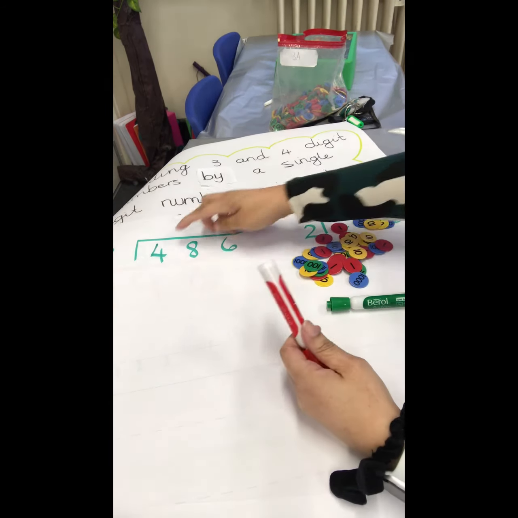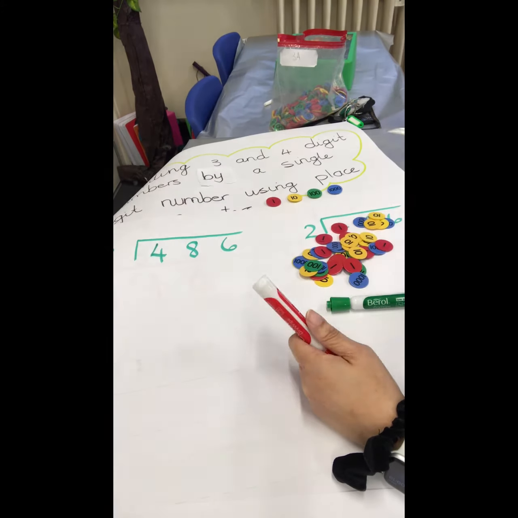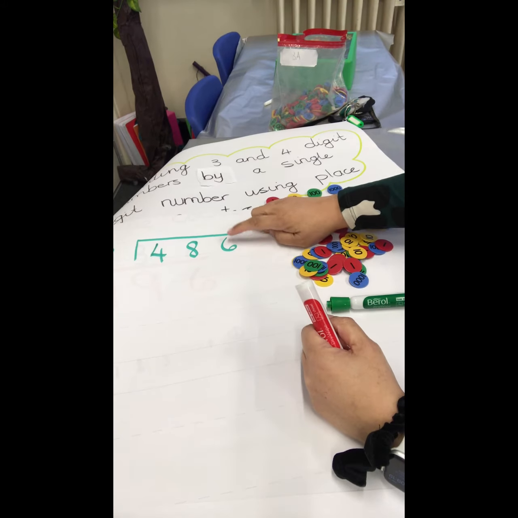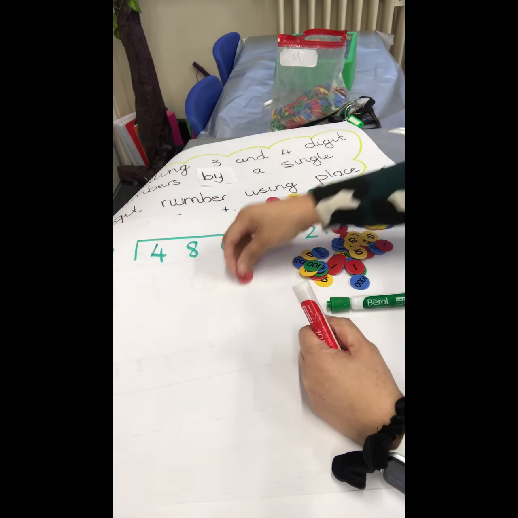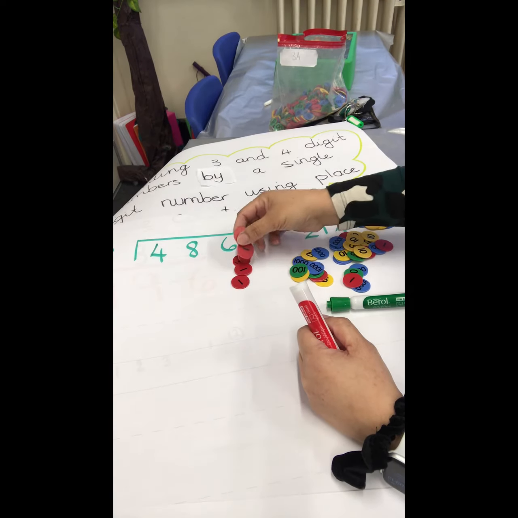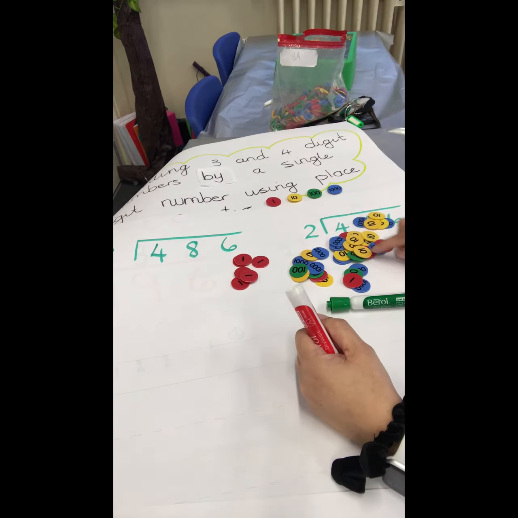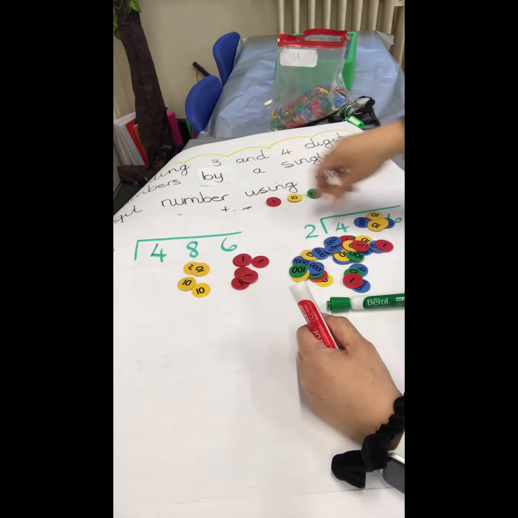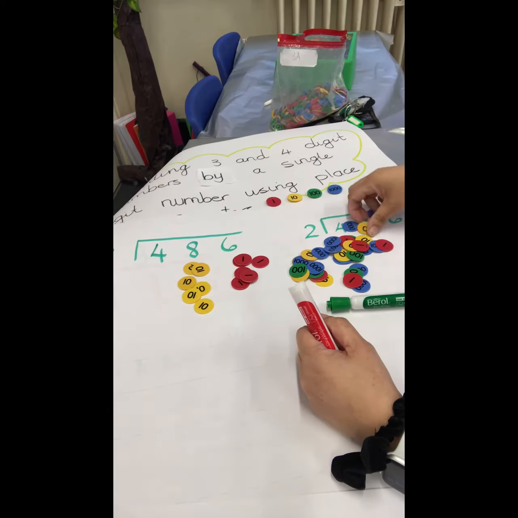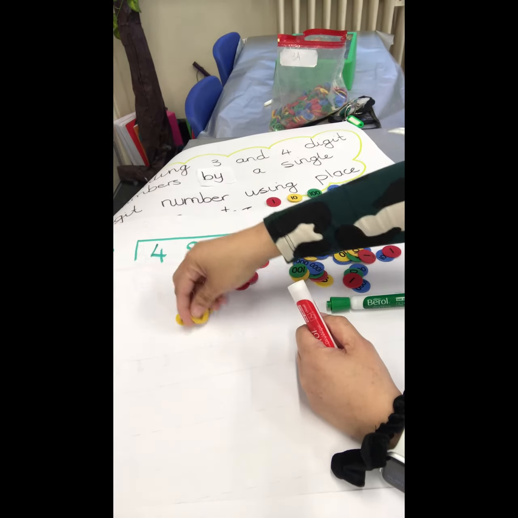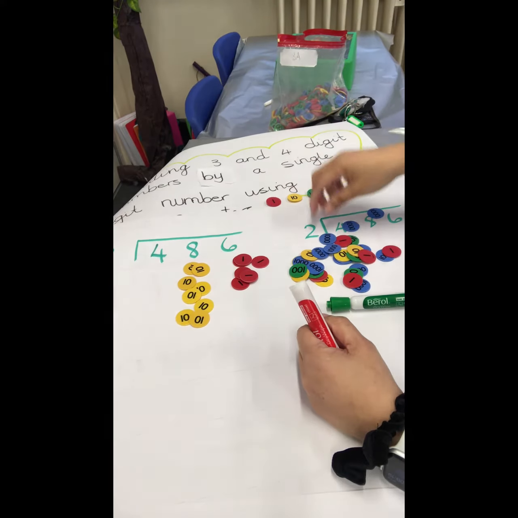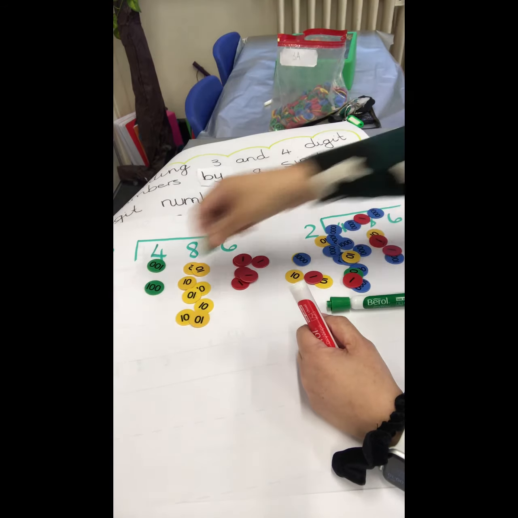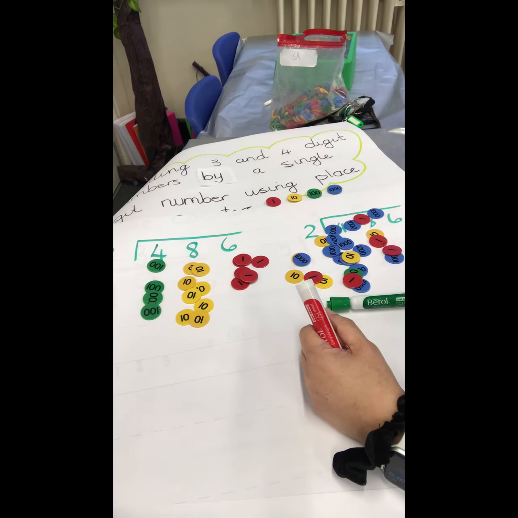This time we have a 3-digit number divided by a single-digit number, and we are still using our place value counters. So let's start with the ones. We have 6 ones. 1, 2, 3, 4, 5, 6 ones. We have 8 tens. 1, 2, 3, 4, 5, 6, 7, 8 tens, and we have 4 hundreds. 1, 2, 3, 4 hundreds. But we are dividing by 2.